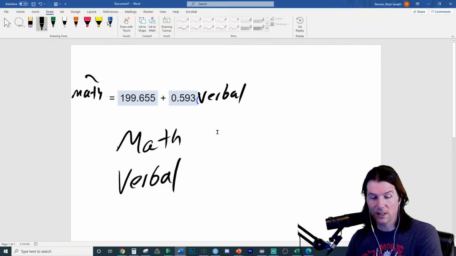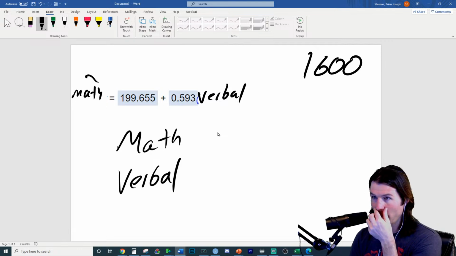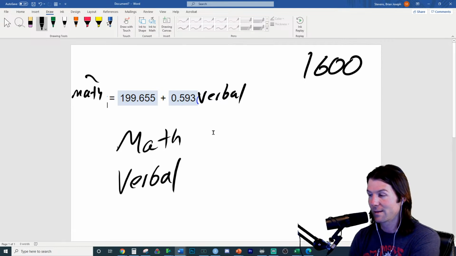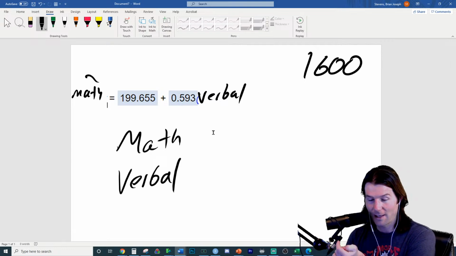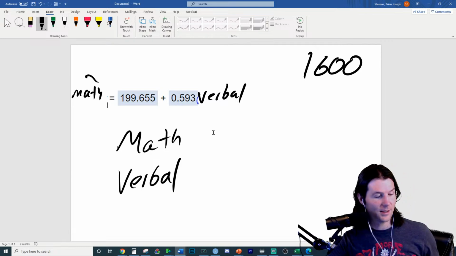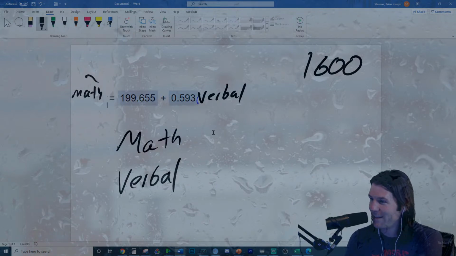What does this mean? If someone makes a perfect 1600, what did they make on their math, and what did they make on their verbal? Any ideas? Oh, no. I see. I am stuck. I do not know. It's a sad day. I do not know the answer.